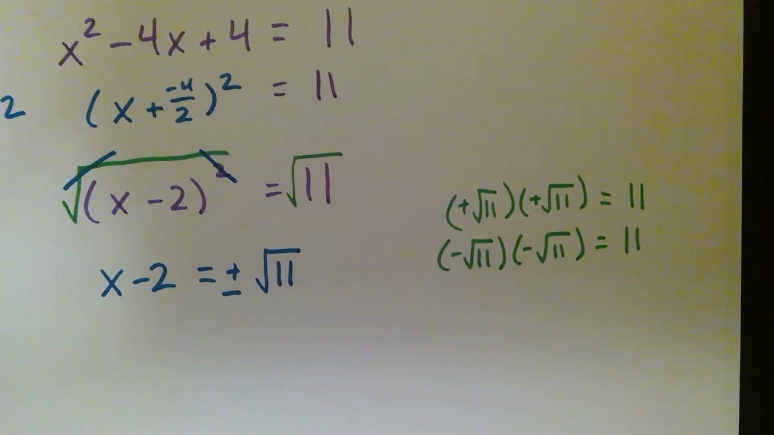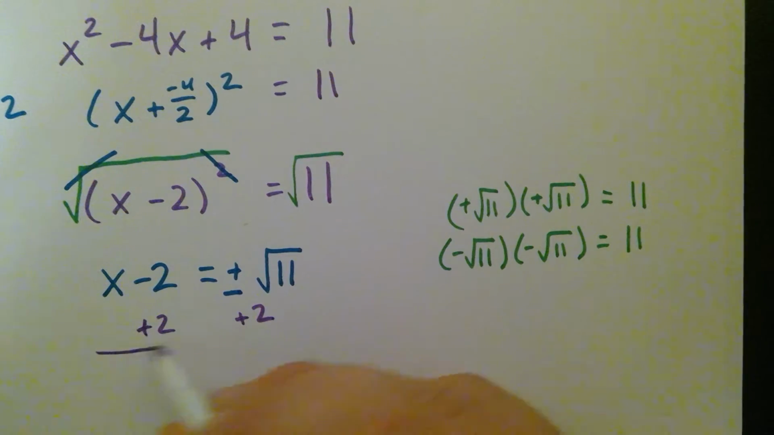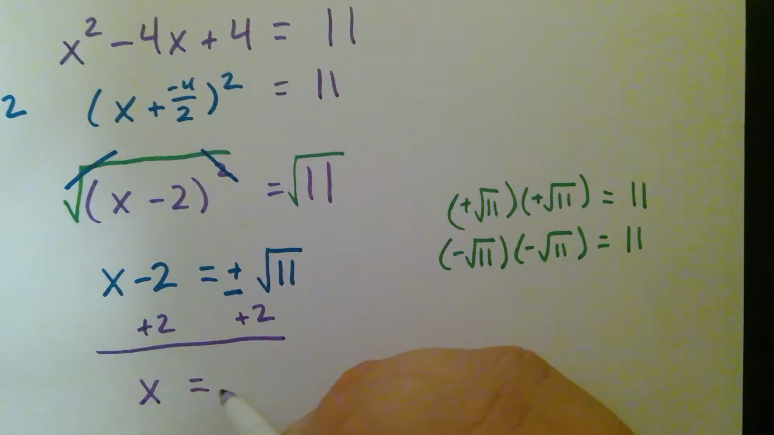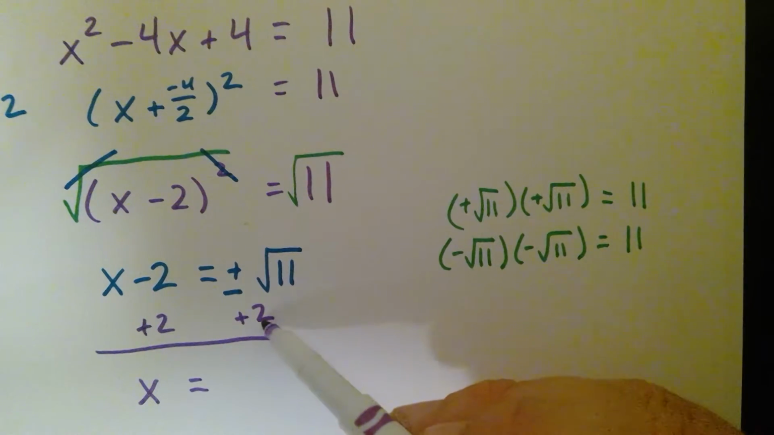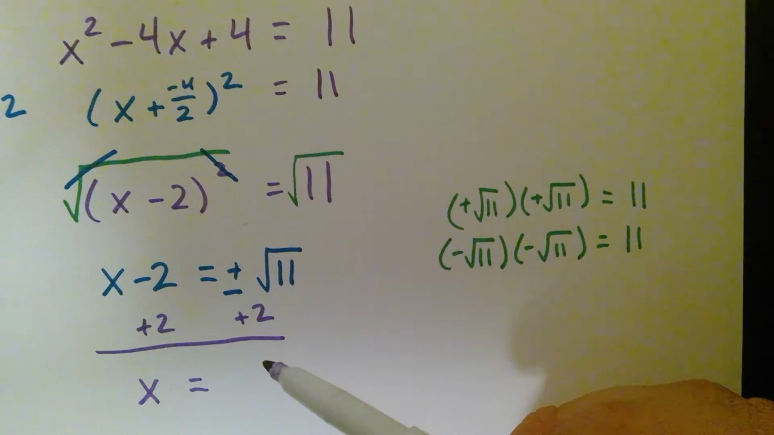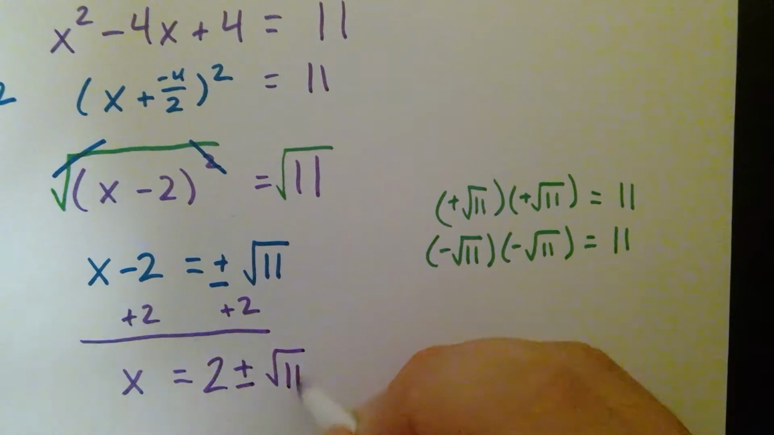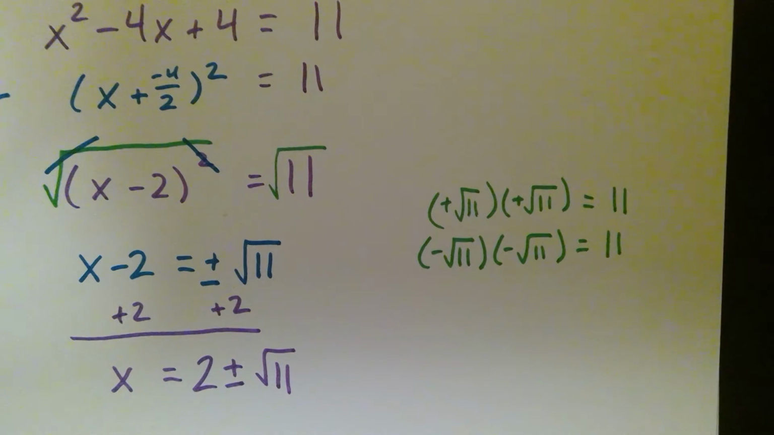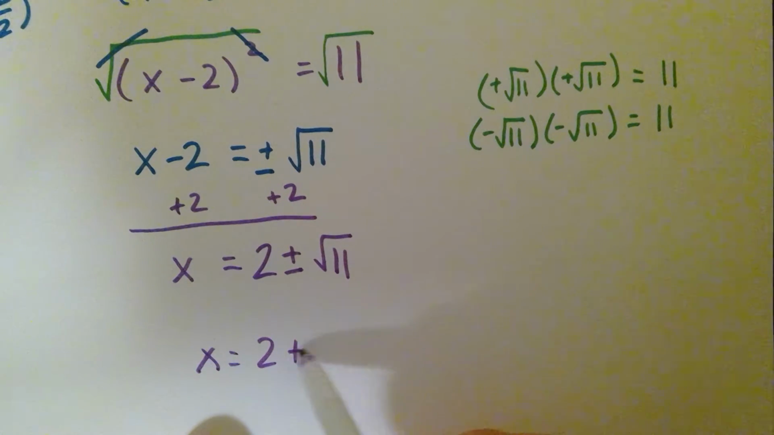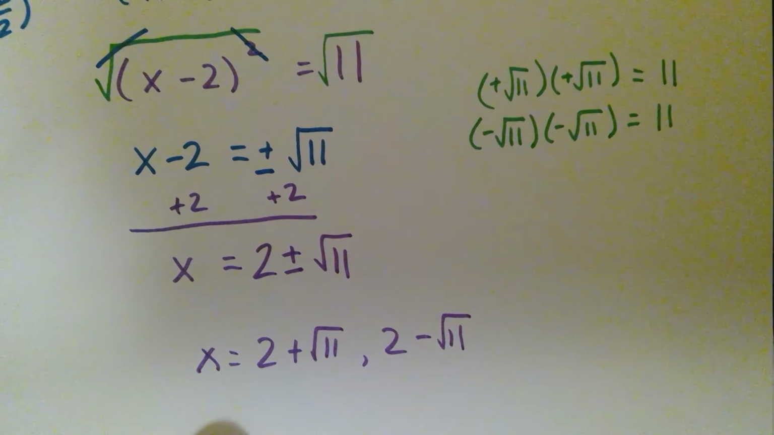Now we want to get x by itself, so just do plus 2 on both sides. So we have x equals. Now, can we combine the 2 and the square root 11? Hopefully you yelled no at your computer, because you cannot. They are not like terms. So we have 2 plus or minus square root 11, and that's great. That's all that you need to do. You're done. You could also write x equals 2 plus square root 11, 2 minus square root 11, if you're more comfortable with that. This is correct. This is also correct.